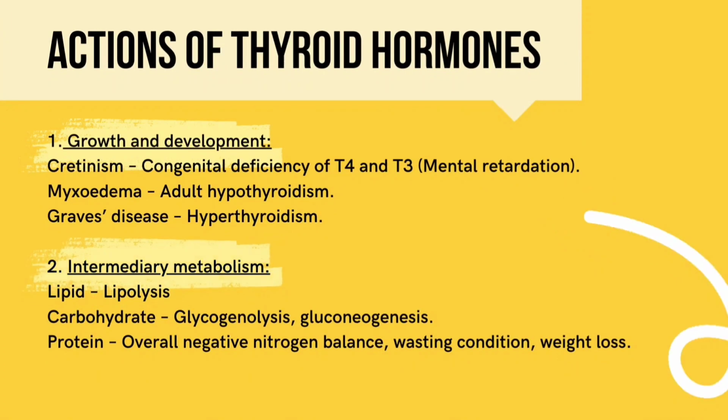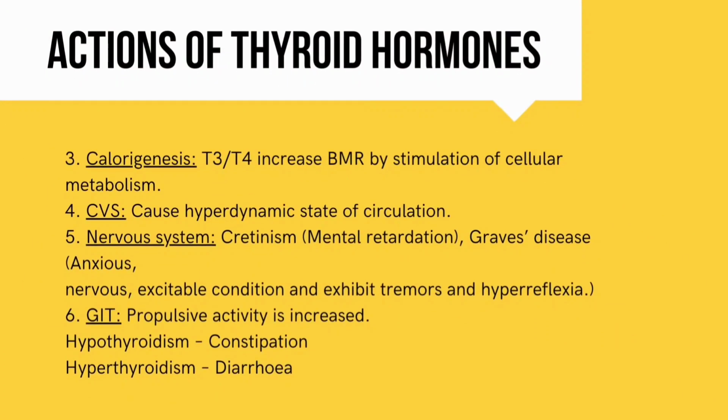Actions of thyroid hormones. First, growth and development: cretinism, congenital deficiency of T4 and T3; myxoedema, adult hypothyroidism; Graves' disease, hyperthyroidism. Second, intermediary metabolism: lipids, carbohydrates, and proteins. Number 3, calorigenesis: T3 and T4 increase BMR by stimulation of cellular metabolism. In the CVS they cause a hyperdynamic state of circulation. In the nervous system, cretinism and Graves' disease. In the GIT, propulsive activity is increased. Hypothyroidism causes constipation, and hyperthyroidism causes diarrhea.